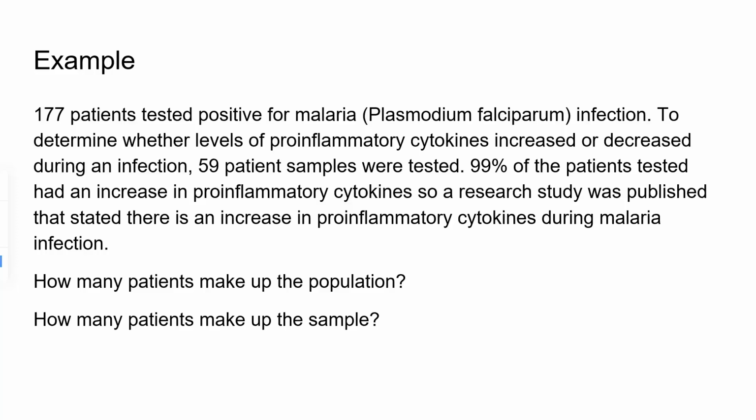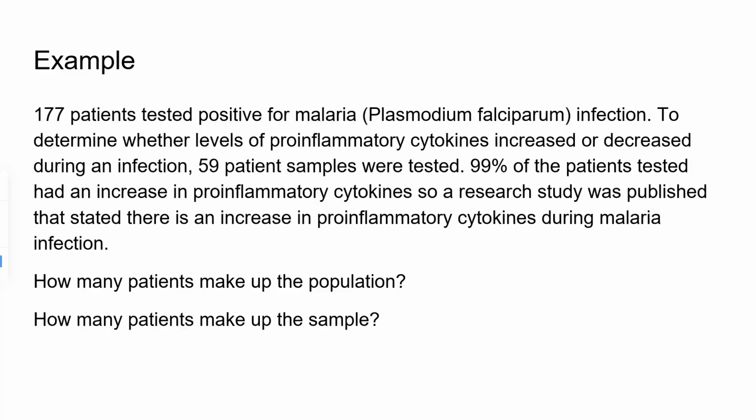So an example, 177 patients tested positive for malaria, Plasmodium falciparum infection. To determine whether levels of pro-inflammatory cytokines increased or decreased during an infection, 59 patient samples were tested. 99% of the patients tested had an increase in pro-inflammatory cytokines. So a research study was published that stated there's an increase in pro-inflammatory cytokines during malaria infection. How many patients make up the population? Well, in this case, it could be 177 if we're looking at only positive specimens. In other cases, if we're looking at all of the patients tested, whether they were positive or negative, we would be talking about the entire population of patients seen.